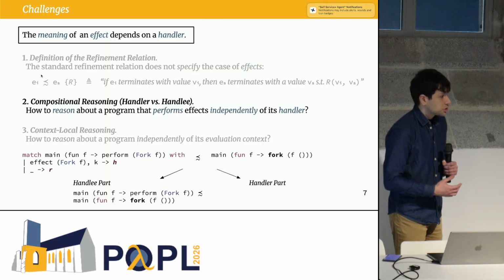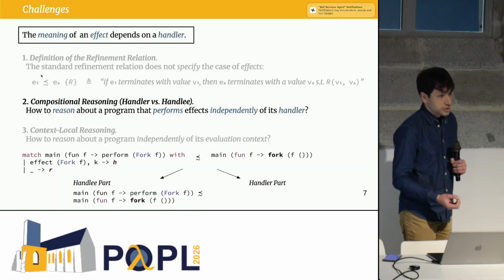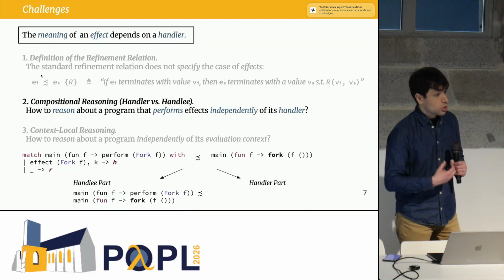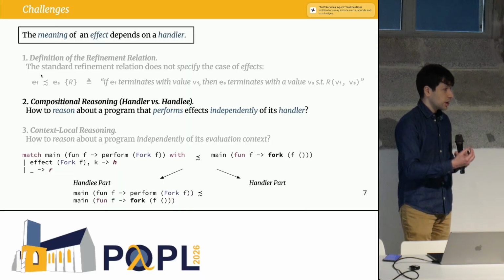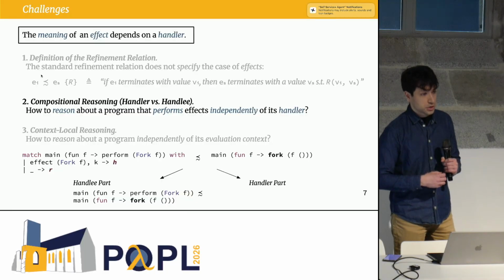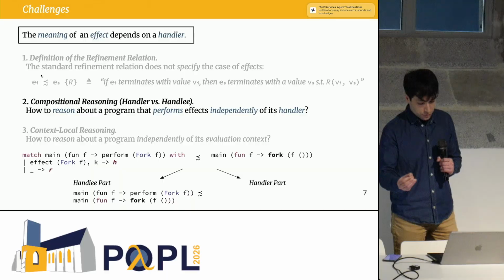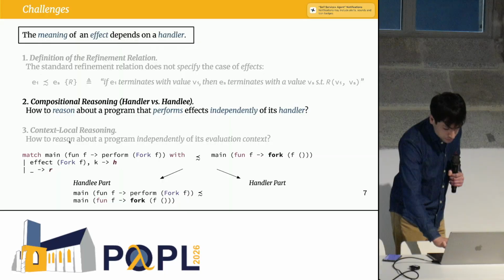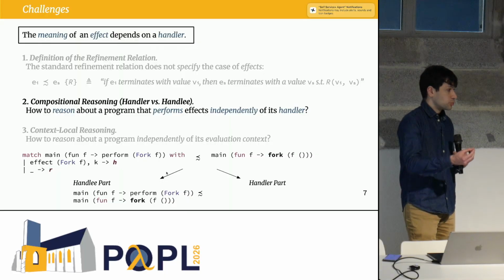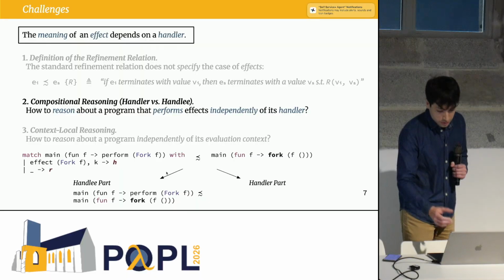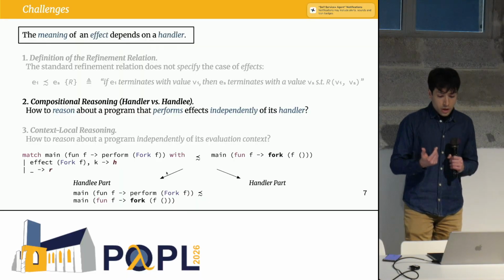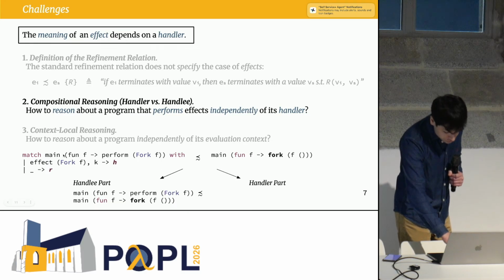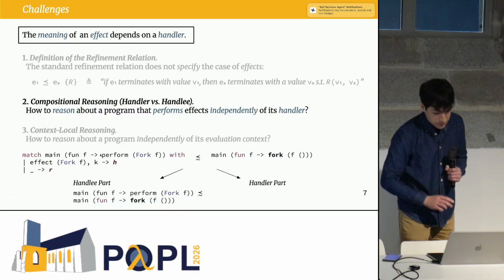A second challenge is how to allow compositional reasoning about handlers and programs that perform effects. We would like to decompose the verification of a program with a handler into the verification of the handler and the verification of the program that performs effects. To illustrate, if we want to verify the relational statement I showed before, at some point we would have to reason about the composition of a handler and the program it handles.